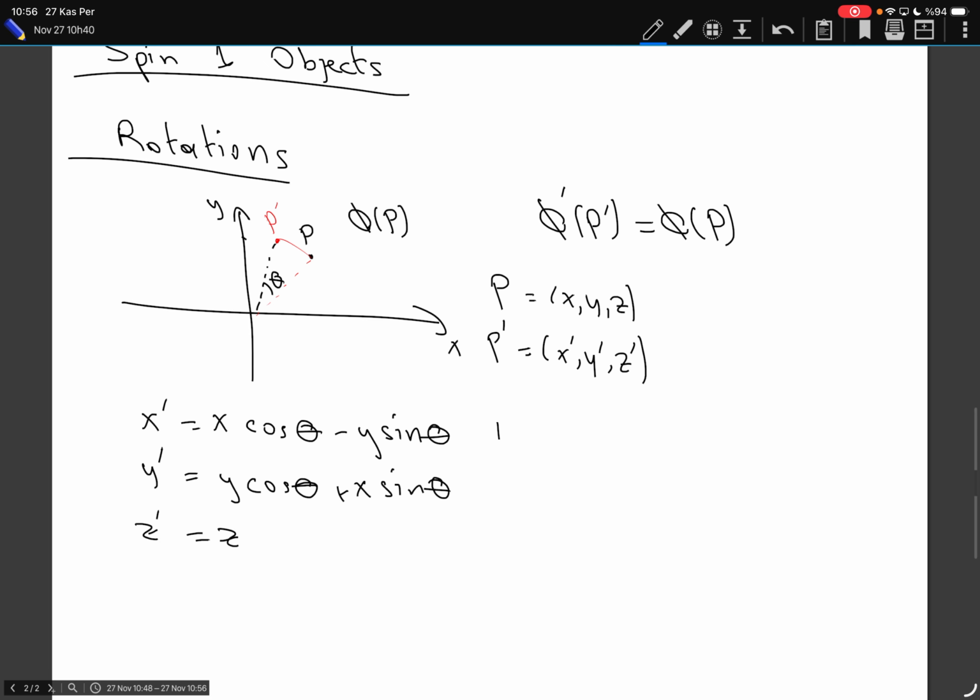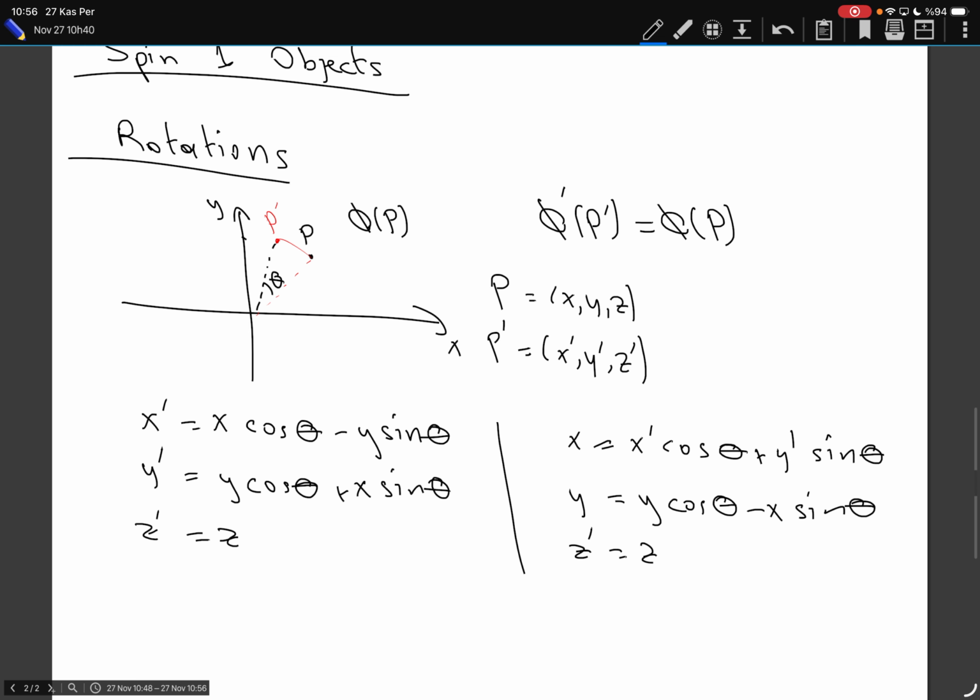Or I can invert this also. X will be x prime cosine theta plus y prime sine theta. Y will be y prime cosine theta minus x prime sine theta. Z is equal to z prime.